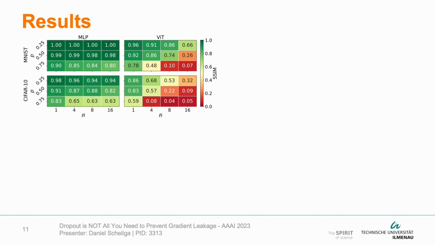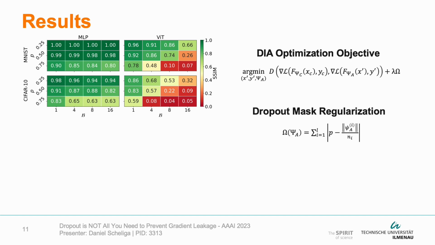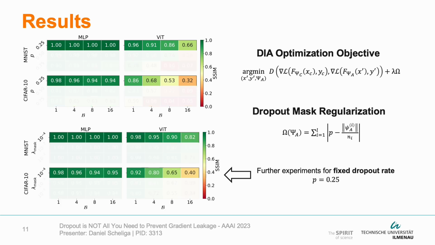We observed that when reconstruction quality decreases, the optimized dummy dropout masks diverged from the original client dropout masks. Therefore, to further improve the reconstruction quality of our attack, we introduced the dropout mask regularization term. During optimization, we regularized the dummy masks of the attacker to match the client's dropout rates. We performed another set of experiments with a fixed dropout rate of 0.25.